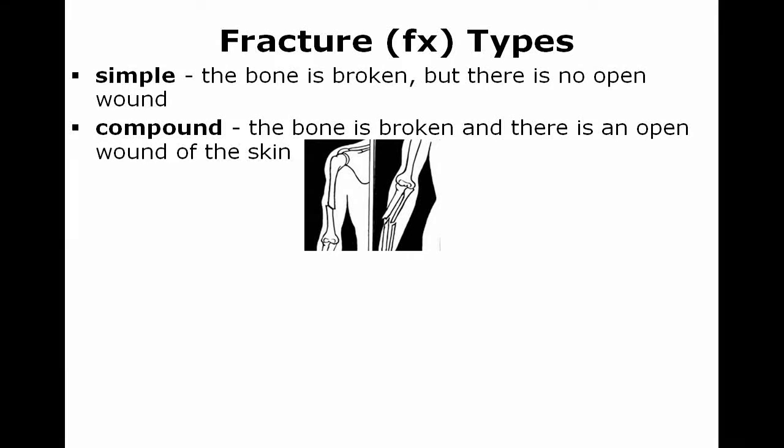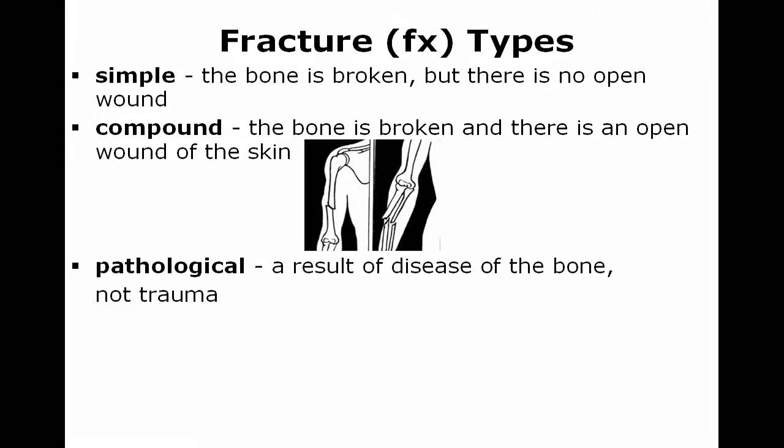A simple broken bone, a simple fracture, is when the bone breaks but there's no open wound in the area. A compound fracture is an open fracture. There is an open wound of the skin present at the fracture site. Great diagrams here showing the simple fracture with no open wound and the compound fracture where the skin is broken.